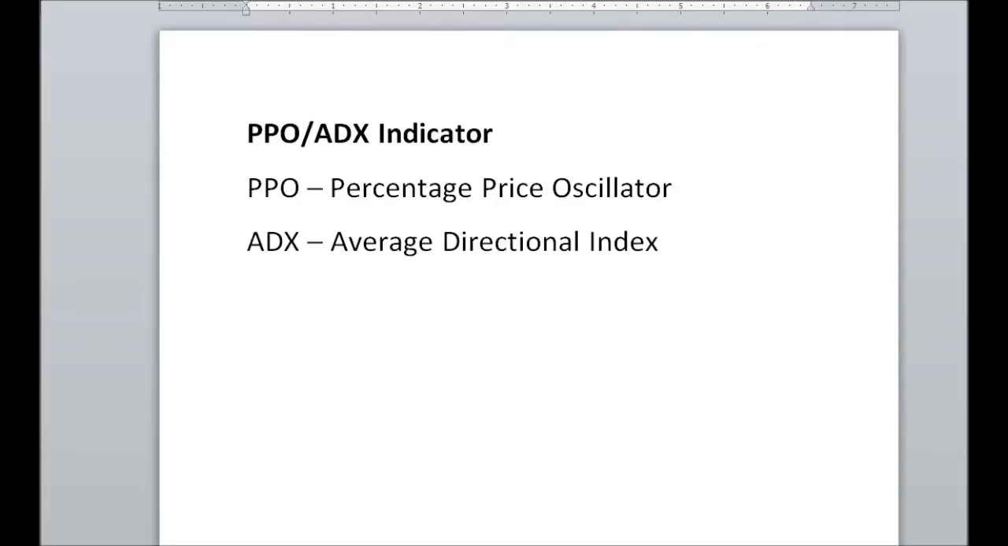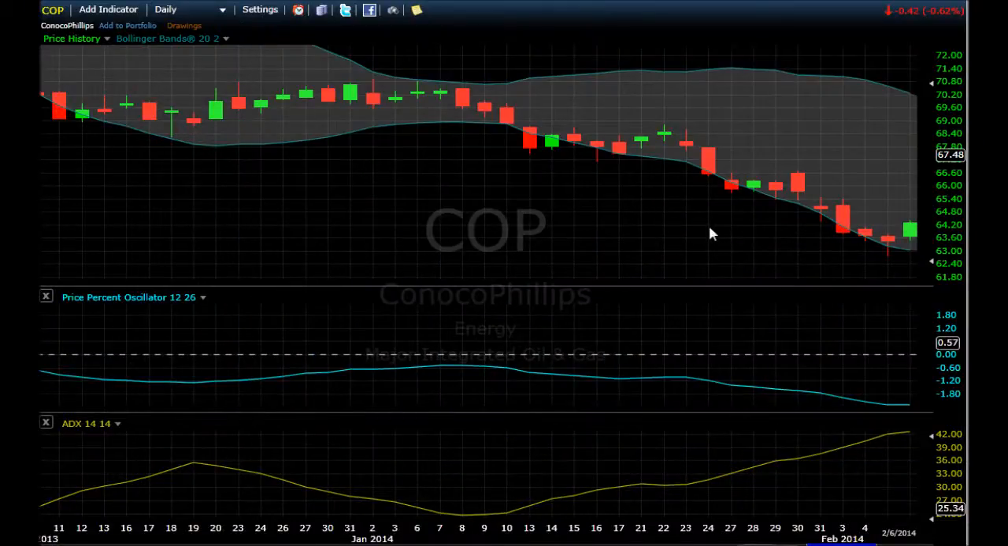I use freestockcharts.com. This is a great site for technical analysis. You can use a lot of different indicators on here, and so it's definitely one of my favorites. And I'll show you how this works.